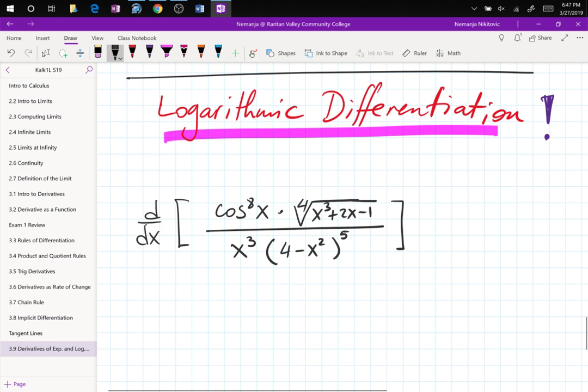Now I'm going to sound like Morpheus from The Matrix. What if I told you that with sufficient practice, you would be able to take the derivative of this mentally and give the answer without any steps, any work, in factored form?